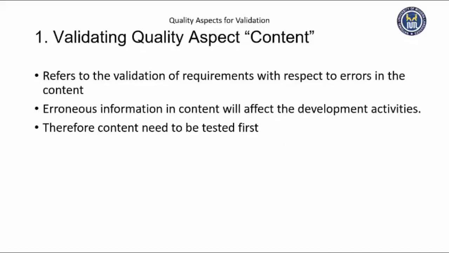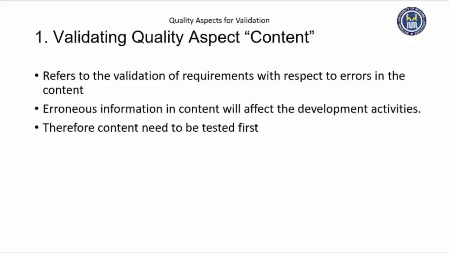So the first quality aspect is content. It refers to the validation of requirements with respect to errors in the content. Erroneous information in content will affect the development activities. Therefore, content needs to be tested first.